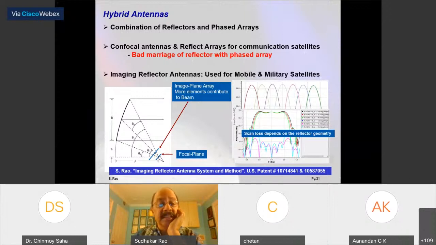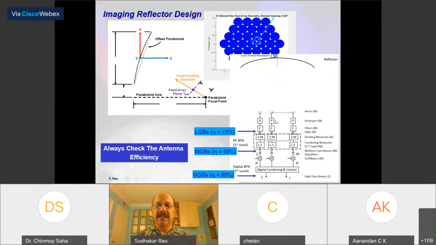So imaging reflectors are used. I think they're used for mobile and military applications quite a bit. They have some advantages. This is the block diagram. So this is a reflector. It has a number of elements, say in this case about 37 elements. So it has polarizers, the filters, and then 1 to M, then LNAs. If you use 37 elements and 37 element beams, your efficiency is going to be only 15% because you don't have the proper illumination on the reflector.